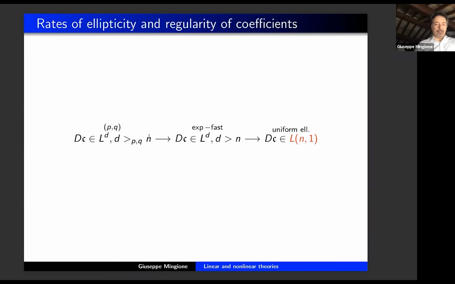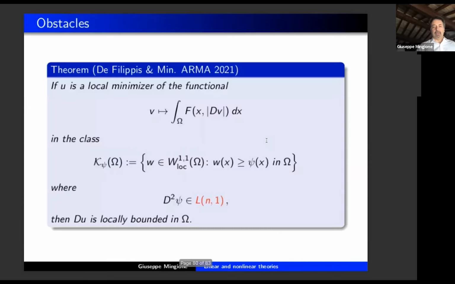That's when you go to PQ, then you need that the gradient of coefficients is in a larger LP space. When you have exponential fast growth conditions, and surprisingly, you're approaching the uniformly elliptic case because the energies are growing very fast, then you need any LD. And then in the uniformly elliptic case, you go back to the standard case. And this is new already for the P-Laplacian case. This was not observed before.